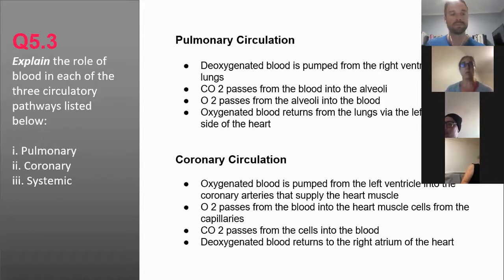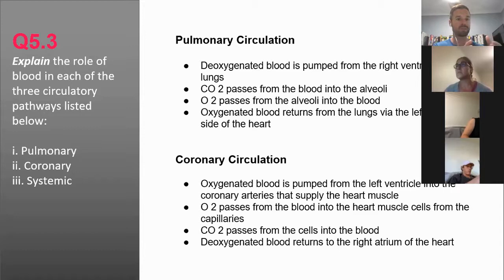Can you repeat that, sorry, mate? Yeah, sure, mate. So oxygenated blood is pumped from the left ventricle to the coronary arteries. The coronary arteries are what gives the heart muscle blood flow. Can everyone see my slides up on my computer? Okay, so that's that first part.